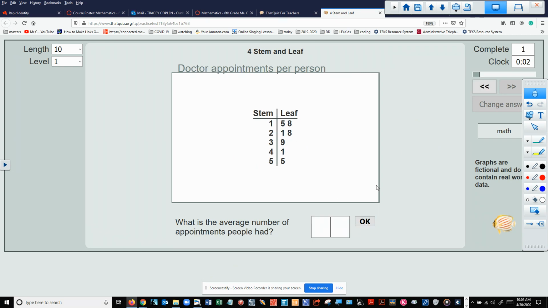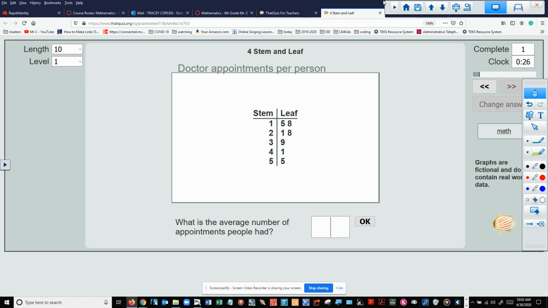Again, I'm going to review this really fast. This is the tens place. This is not 158. This is a tens place. So that's a 10 plus the 5 is 15. 10, 18. So it's going to be 15 and 18 are the two numbers. This is 21, 28, 39, 41, and 55.